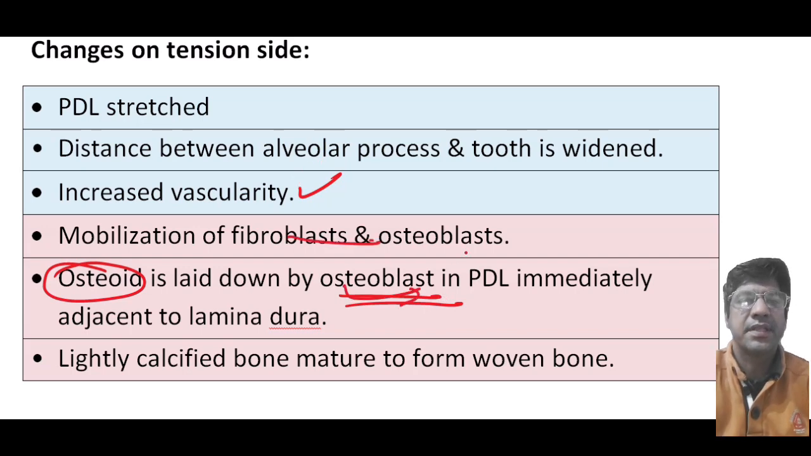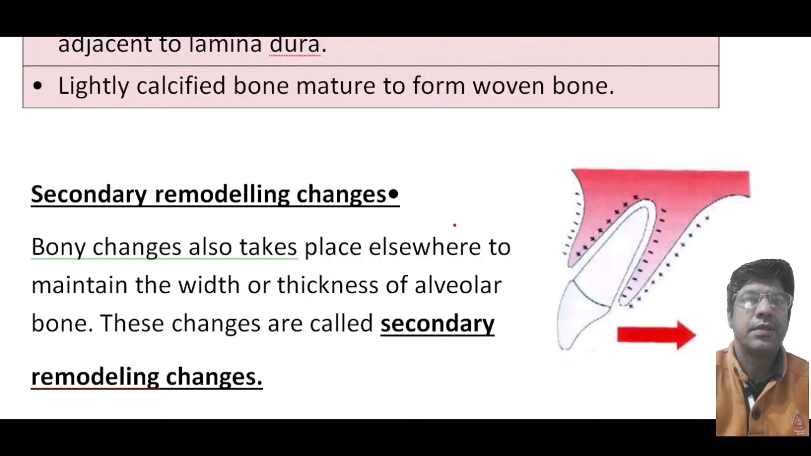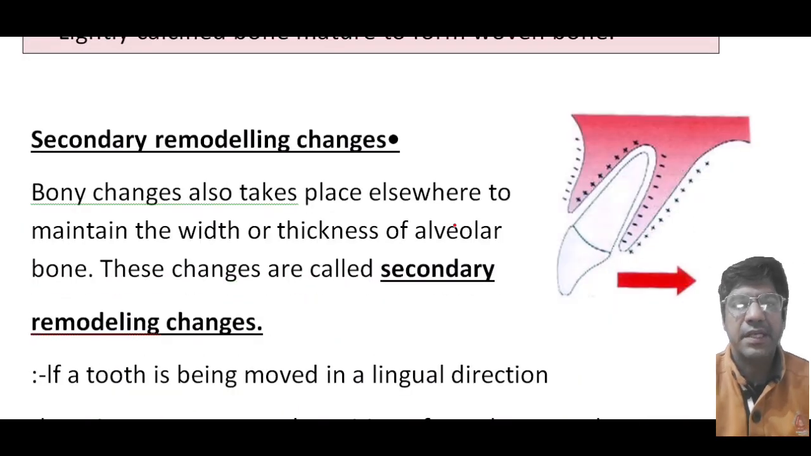Now what are the secondary remodeling changes? These changes occur elsewhere in the alveolar bone to maintain its width or thickness, compensating for the tooth movement. So if the tooth is moved lingually, new bone deposition occurs on the outer side of the lingual alveolar bone plate, while the resorption occurs on the labial side to maintain the thickness of the supporting alveolar process.